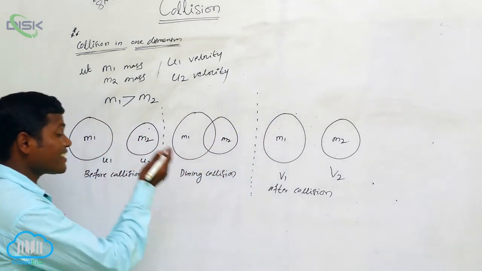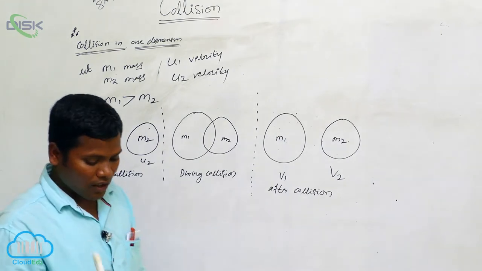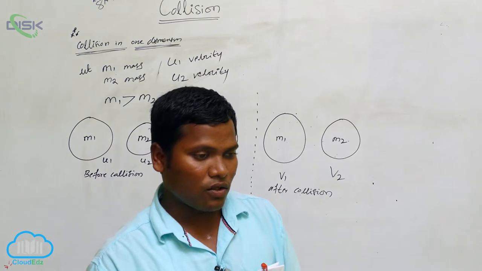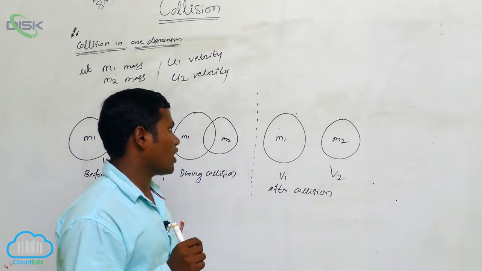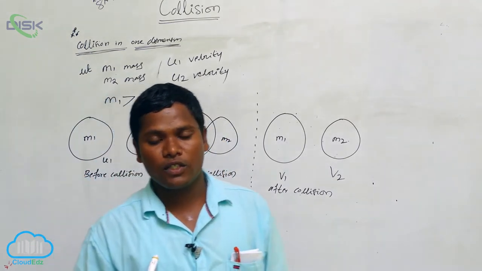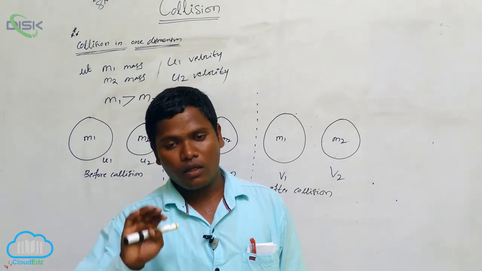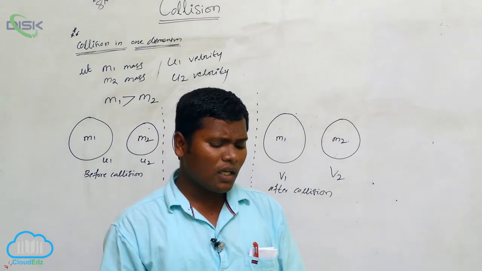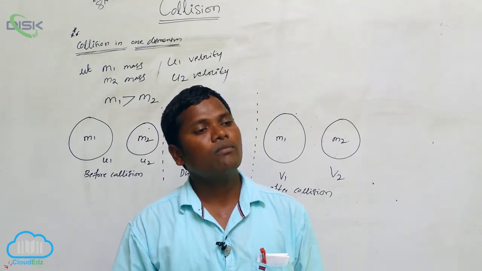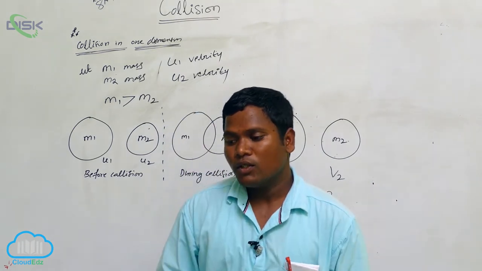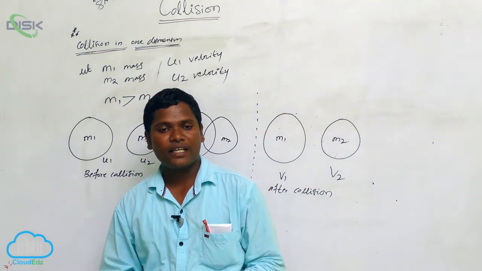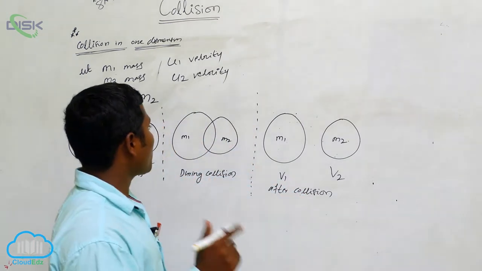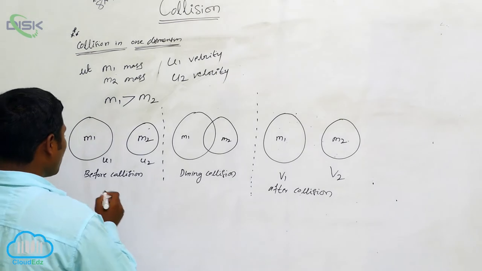So what all things are changing here? There are two things changing. First one is momentum is changing. Second one is the kinetic energy is also changing. Okay, before that, I would like to tell you about the laws of conservation: the law of conservation of momentum, the law of conservation of kinetic energy. So what is the law of conservation? We cannot create the energy, we cannot destroy the energy. Simply the energy changes from one form to another form. That law we call the law of conservation.